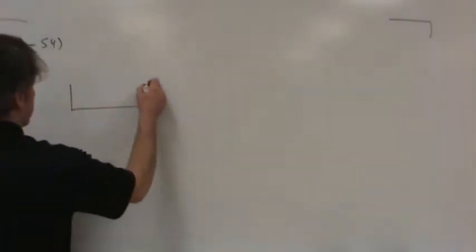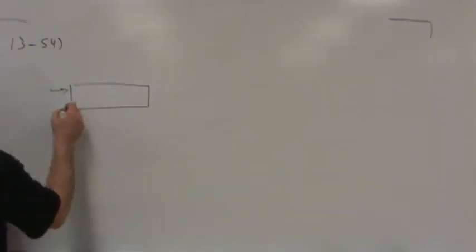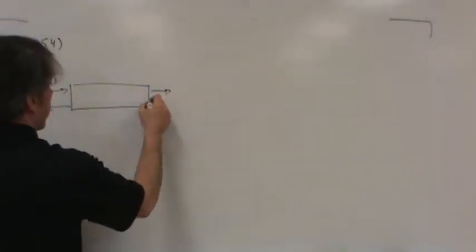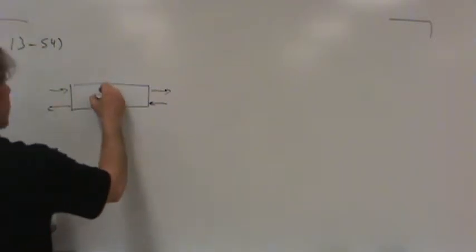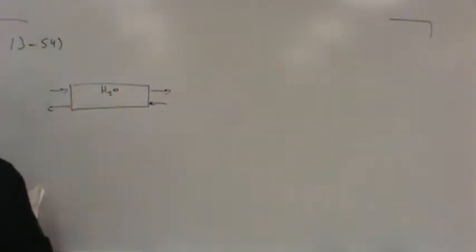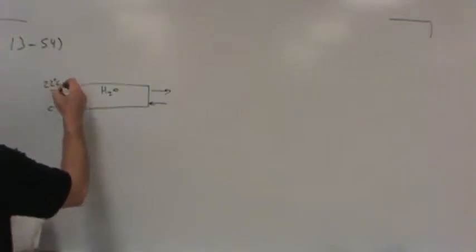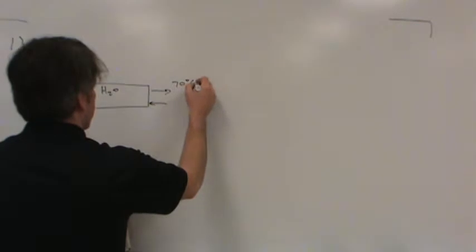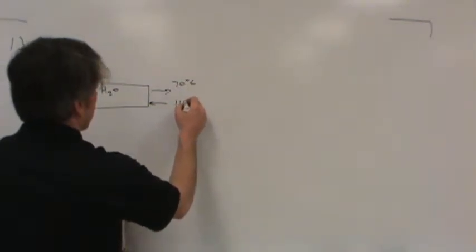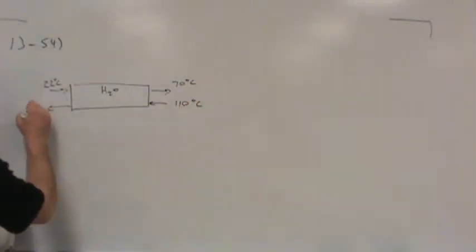The heat exchanger has ethylene glycol and water flowing through it. We know it must be in a counterflow arrangement. How do we know that? Well, we know that the water goes from 22 degrees Celsius up to 70 degrees Celsius. The ethylene glycol goes from 110 to 60 degrees Celsius.